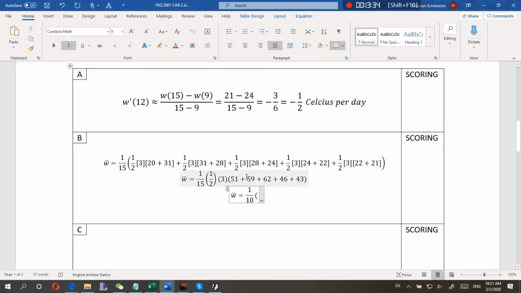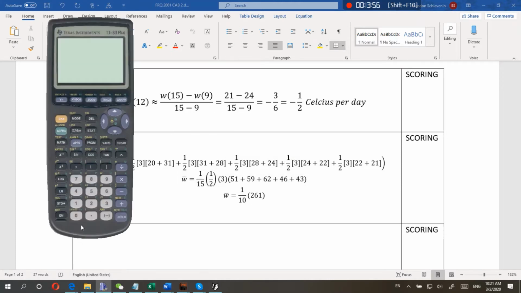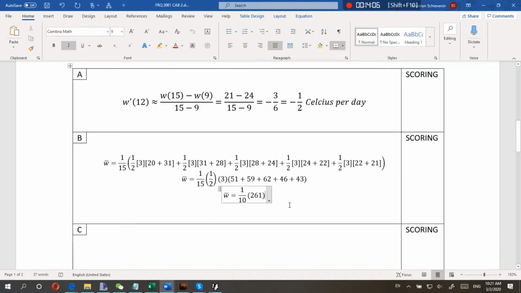So I'm going to throw the 1 over here, so that's 60 plus 50 is 110. 172. 178 plus 4 is 218. 221 to 261 I've got. Okay, double check myself because it's kind of early. So 51 plus 59 plus 62 plus 46 plus 43 is 261. Okay. And then when we divide by 10, that's 26.1.